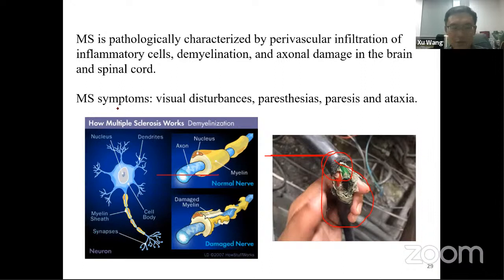So MS patients show some symptoms, for example, visual disturbances, paresthesia, paresis, and ataxia. MS is the leading cause of paralysis in young adults resulting from neuroinflammation in Western countries. And in European countries and Australia, there are many MS patients.